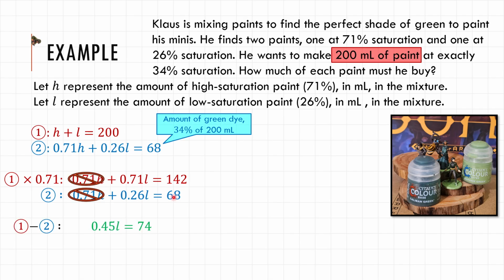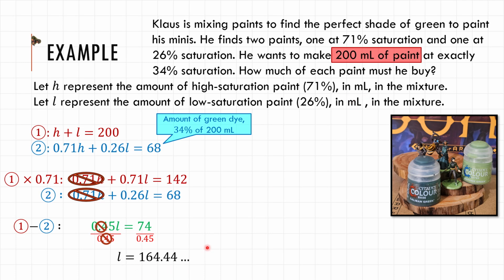And when I subtract these, I end up with equation number 3, let's call it that, at 0.45 L should equal 74. If I divide both sides by 0.45, I find out that L, the amount of low saturation paint I need in the mixture, is 164.44 milliliters.